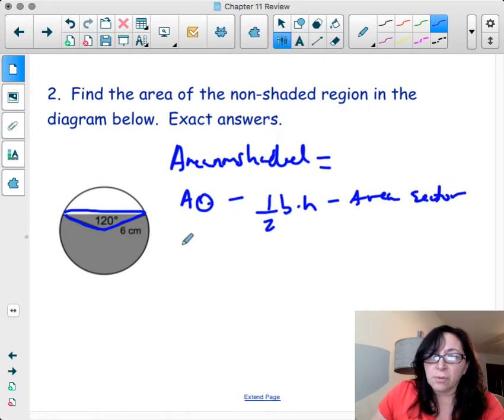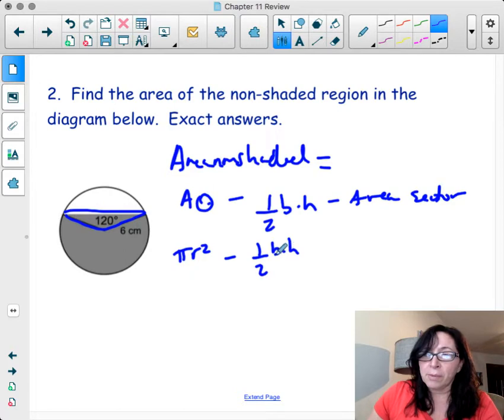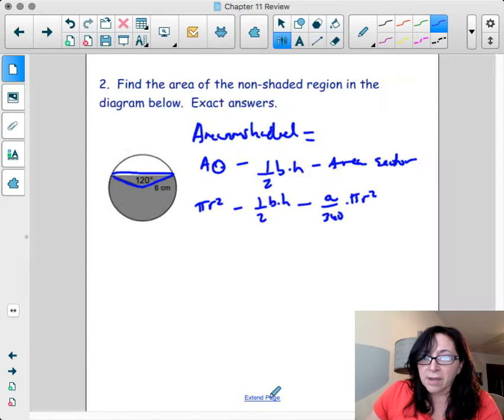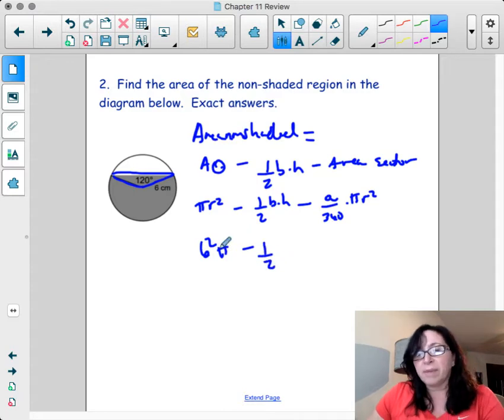Okay, so we have pi r squared minus 1/2 base times height. Well, that's a triangle. Remember, the base and height have to be perpendicular, so that's going to be a little tricky there. Minus the area of the sector, which in this case is arc degree over 360 times pi r squared. Okay, so the area of the circle is going to be, what's that, radius 6, so 6 squared pi, minus 1/2 base times height.